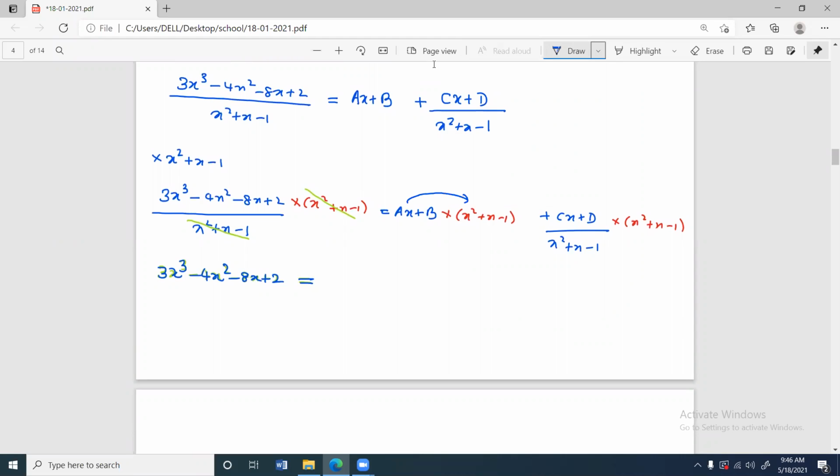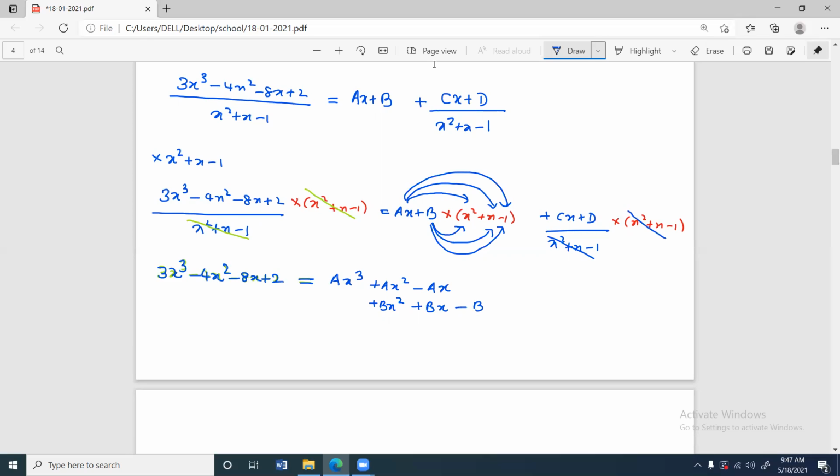ax into x squared, what is that? ax cubed. ax into x is ax squared. ax into minus 1 is minus ax. Then I multiply with b. b into x squared is bx squared. If I write it horizontally, it's hard to simplify, so I'm using a technique: write it in the same order. bx squared. b into x is bx. Minus b. From this expression, this term cancels with this term.